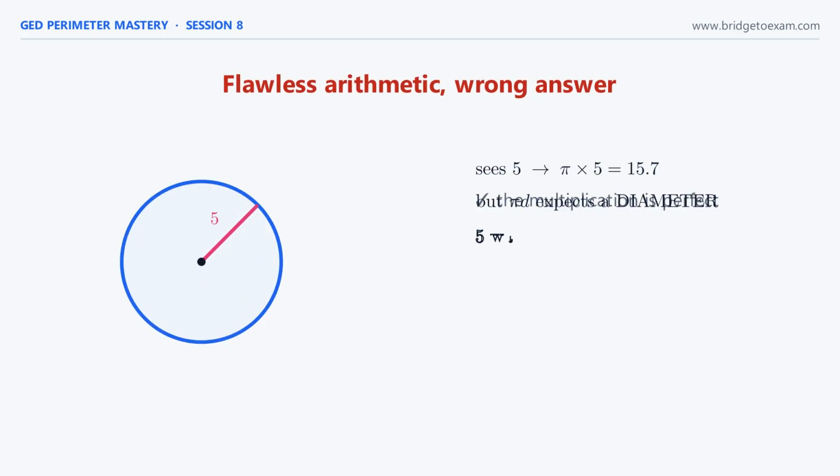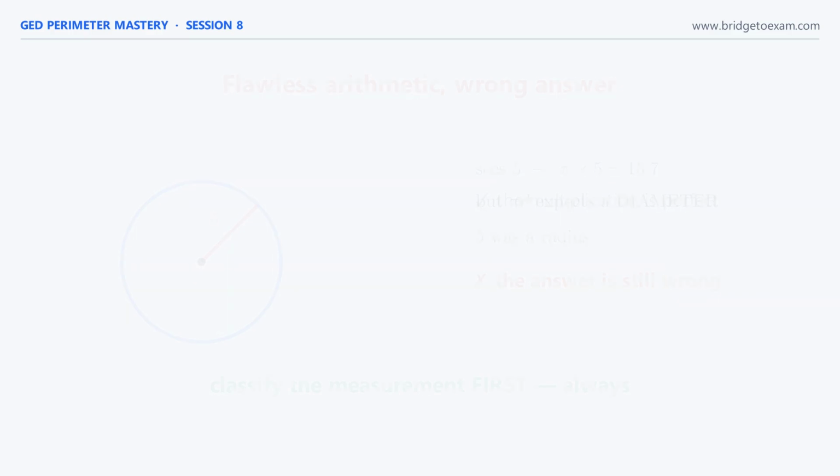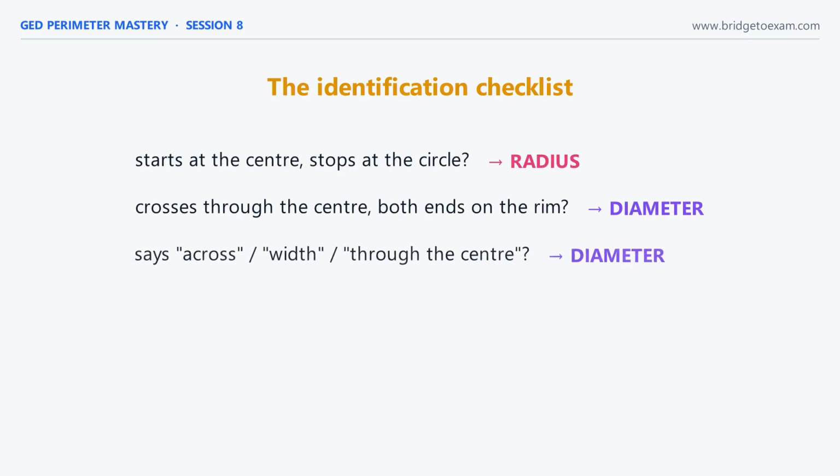A student sees a number next to a circle and immediately multiplies by pi. But pi times what? The number was a radius, and pi d expects a diameter. The multiplication was flawless. The answer is still wrong. Classify the measurement first. Use a 4-question checklist.